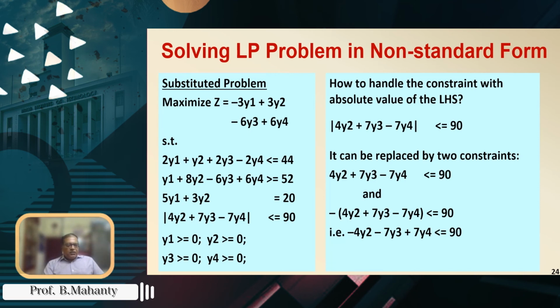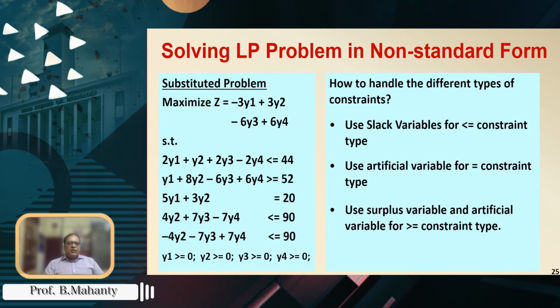So instead of one constraint, we have to add two constraints. One will be 4y2 plus 7y3 minus 7y4 less than or equal to 90. And the other one will be minus of the whole thing less than or equal to 90, which comes to minus 4y2 minus 7y3 plus 7y4 less than or equal to 90. All right. So this is how this can be handled. Originally we had four constraints, now we have five different constraints. All right. So this is how the substituted problem would look.